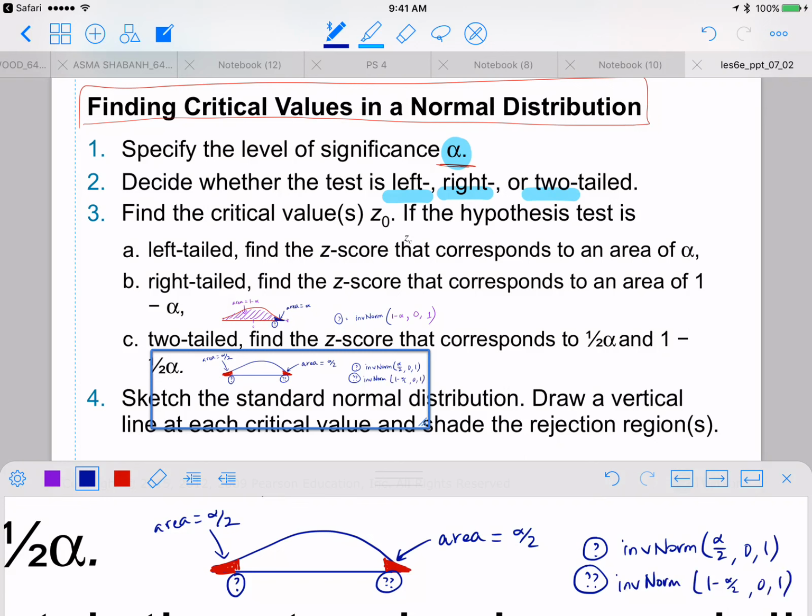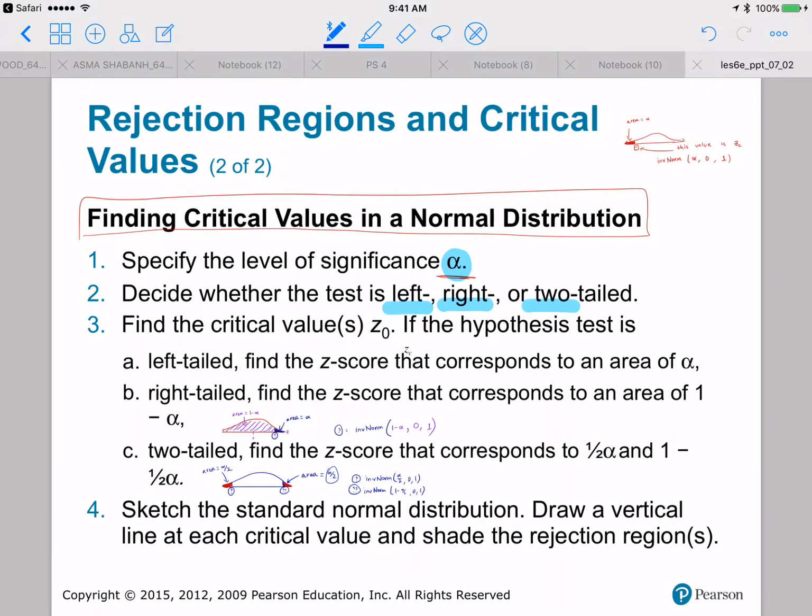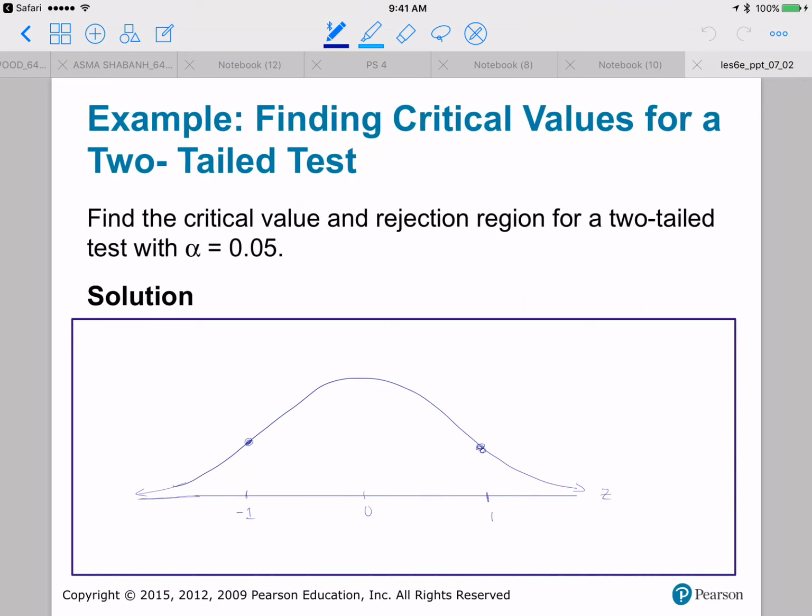Or you could also write inverse norm of 1 minus alpha over 2, comma 0, comma 1, because the cumulative area is 1 minus alpha over 2. Okay. So, you sketch your standard normal distribution, draw a vertical line at each critical value, and shade the rejection regions. So let's do this example right here. Find the critical value and rejection region for a two-tailed test with alpha equals 0.05.